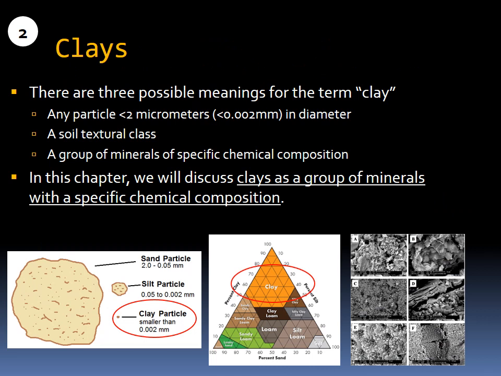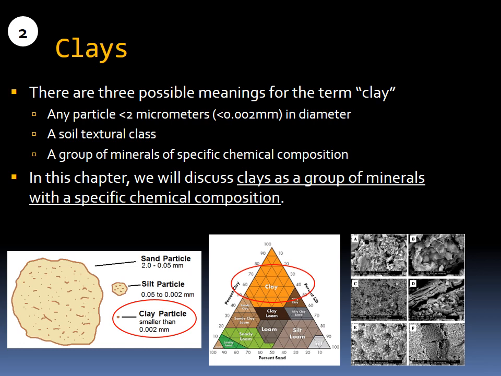Now, I want you to keep in mind that when we mention the term clay, it means different things. We have already seen that clay is a particle size of less than 0.002 millimeter in diameter. And we have seen that clay is a textural class, as you see in the triangle. But today, and from now onward, we're going to look at clay as a mineral, as a group of minerals with different chemical compositions. And we're going to discover the differences there.